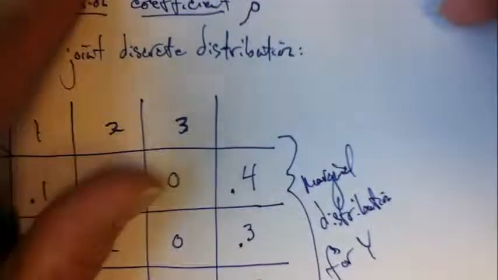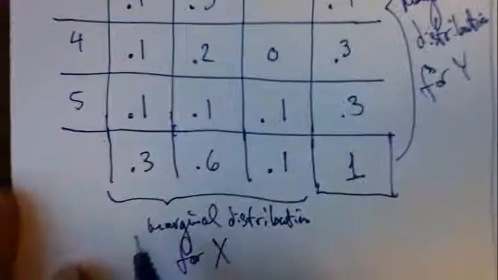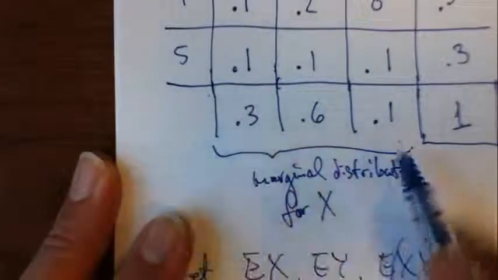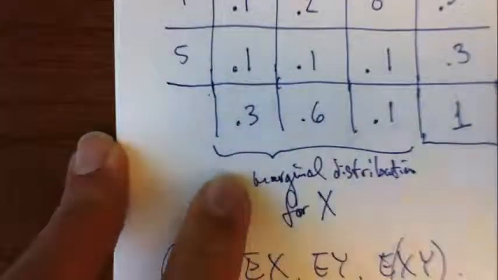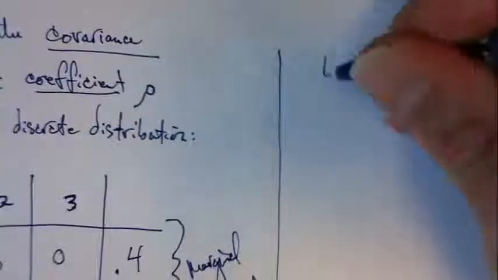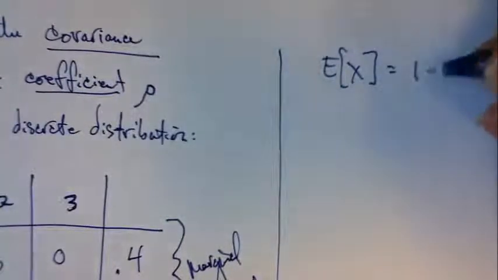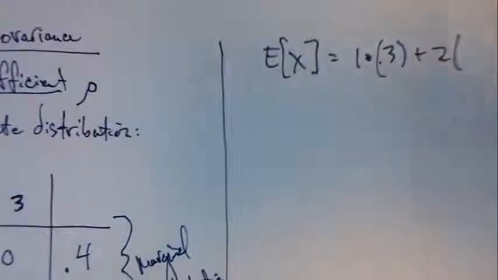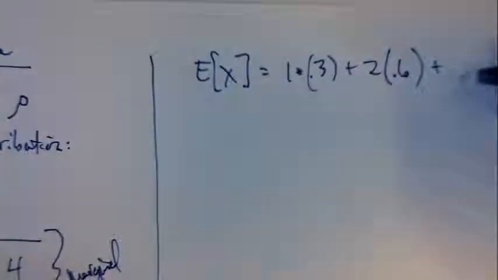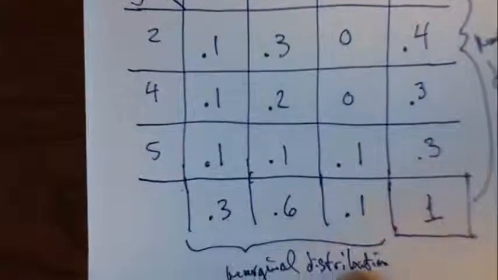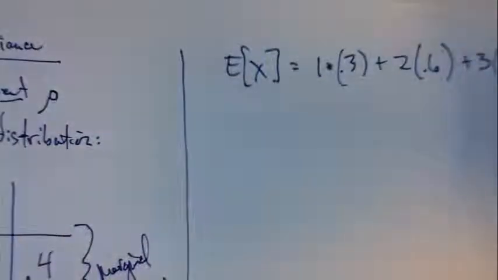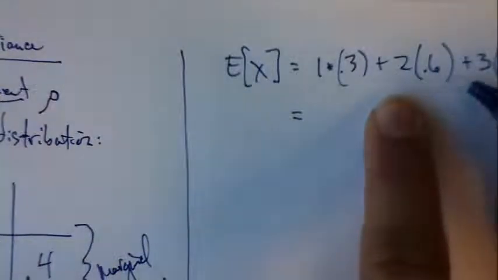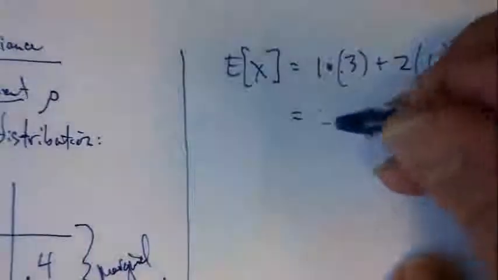All right. So to get the mean of x, I can just appeal to the marginal distribution for it, right? I don't need y stuff. I've got the marginal distribution here for x. So what's the probability that x is 1? It's 0.3. So the expected value of x is 1 times 0.3 plus, let's see, it can be 2 with probability 0.6, or it can be 3 with probability, that's right, 0.1. So 0.3 plus 1.2 is 1.5 plus 0.3 is 1.8, right?